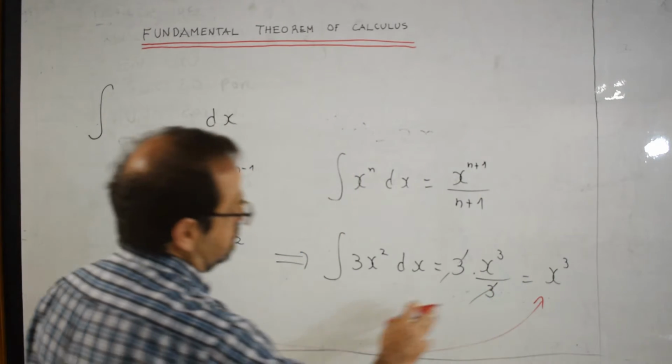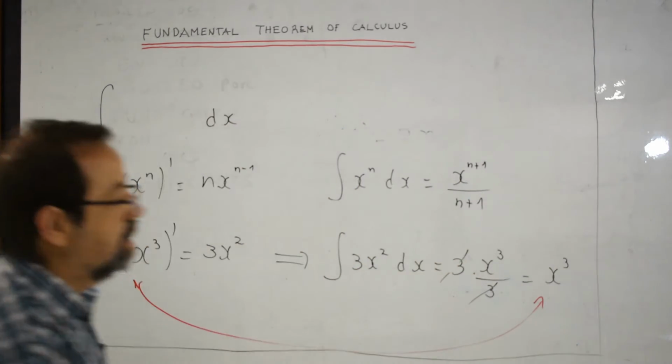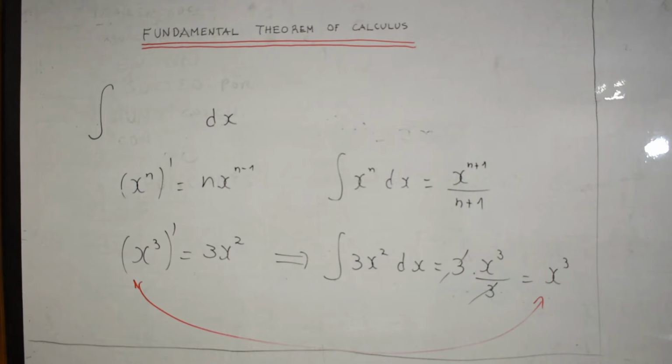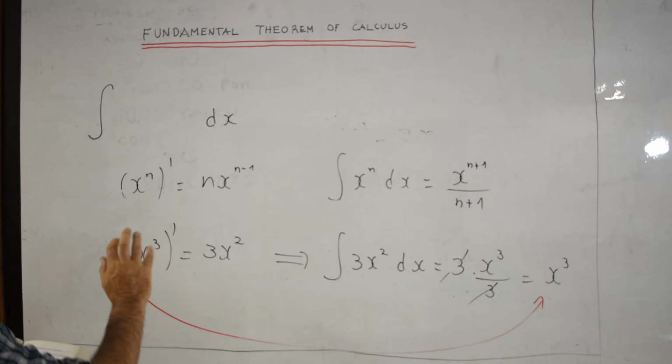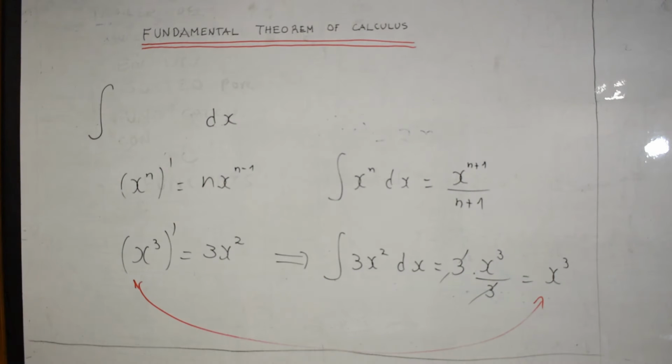When we find an indefinite integral, there might be a constant over there, but we are going to talk later on about the constant. It doesn't affect our reasoning. So we see how these are inverse processes. We find the derivative and then we integrate and we arrive at the same thing.